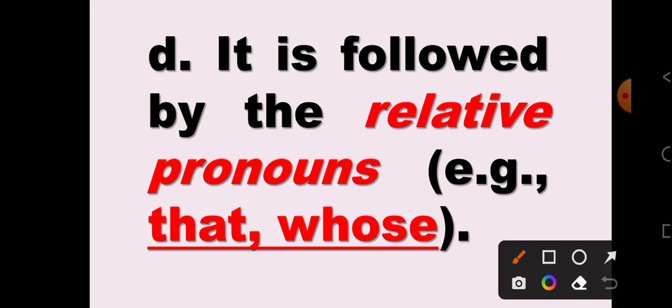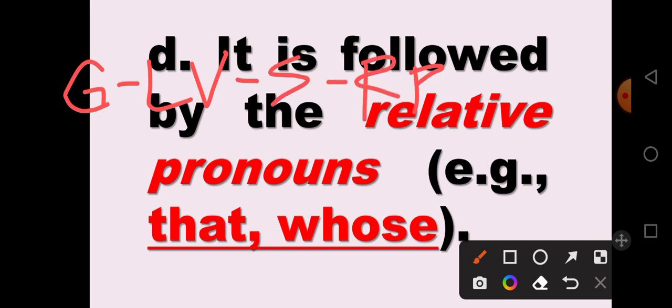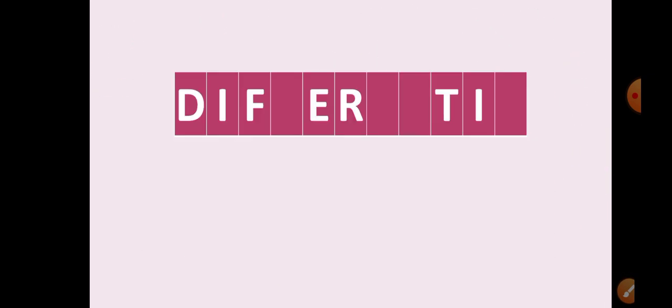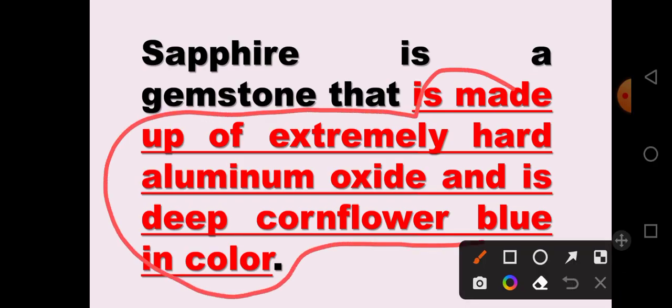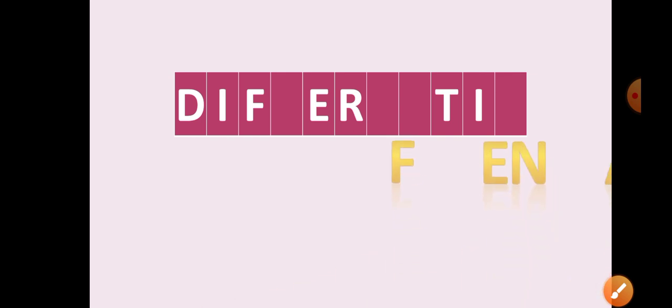So let's summarize it briefly. First, we have the genus, followed by the linking verb, followed by the species, and followed by the relative pronoun. Now, after we have indicated the relative pronoun in a sentence definition, we will follow it with the actual definition of the genus. We have here the phrase that defines the genus. And this actual definition of the genus is known as the differentia.